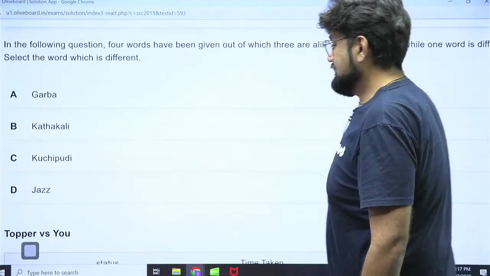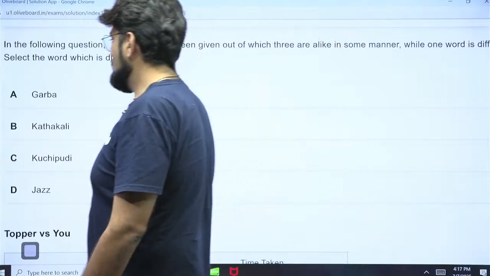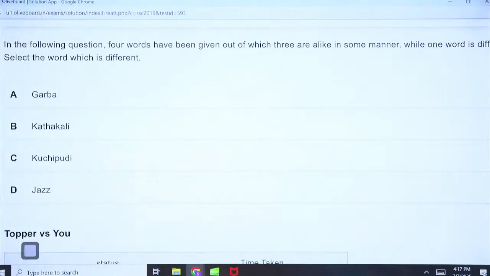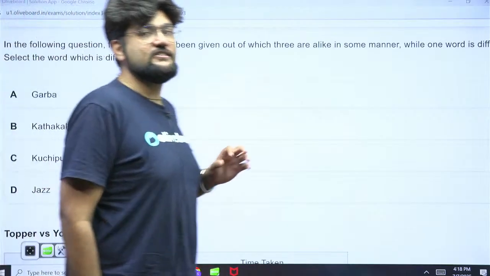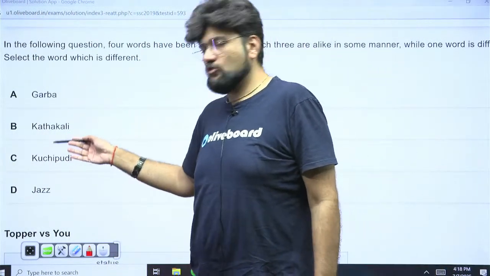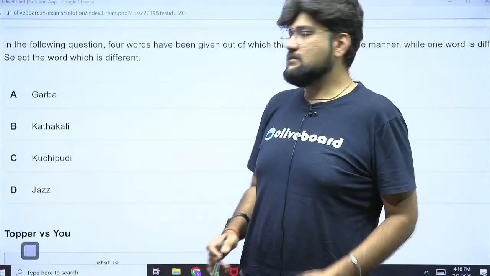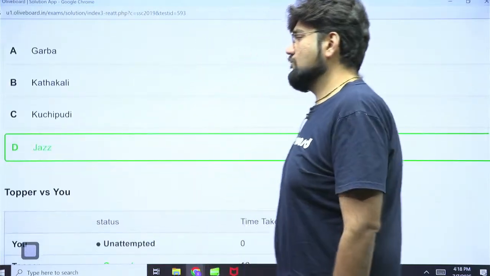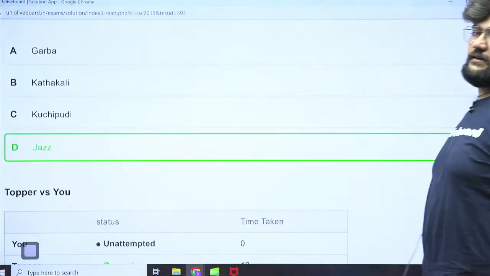Odd one out. Garba, Kathakali, Kuchipudi, Jazz. A lot of you are going to select Jazz, I understand, but the reasoning is going to be incorrect. A lot of people don't understand that Jazz is not only limited to music, but Jazz is a specific type of dance as well. The logic here is that these three belong to regional Indian dances, and this one is an international form. So option D is the correct answer.